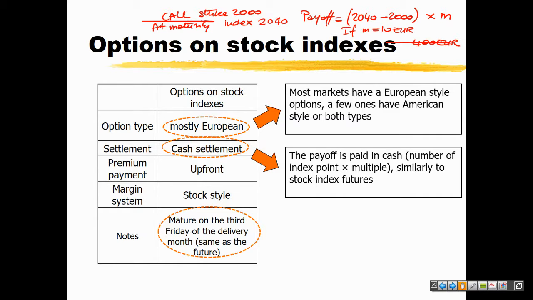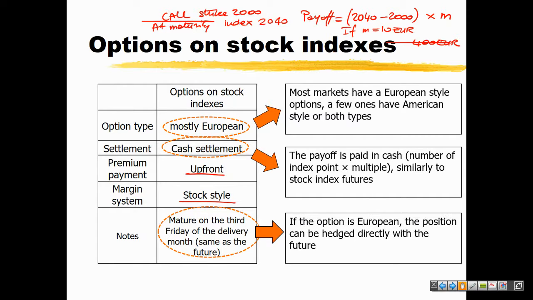The premium payment, again, is upfront, and as a consequence, even here, the margin system works in the same way, so it's only for the seller, same reason as before. One minor note, not super relevant, is that the maturity of these contracts is typically on the third Friday of the delivery month, so the same date as when the future matures. There is a reason for that.